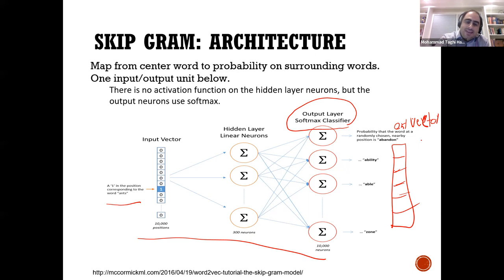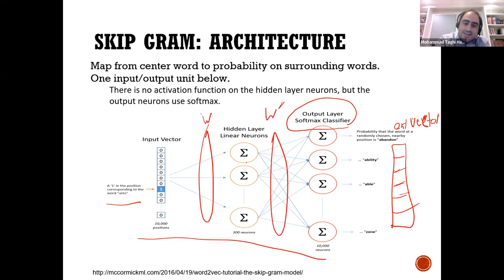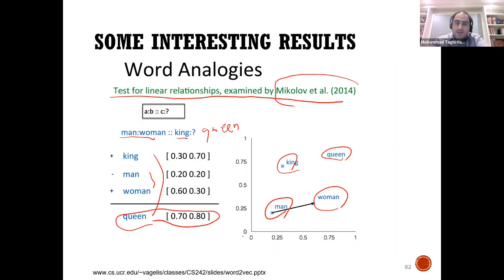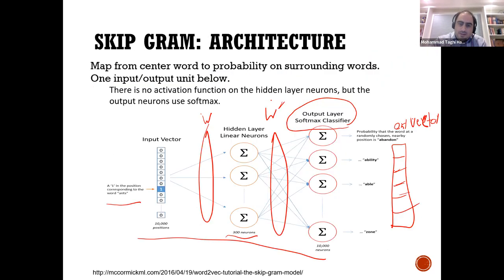How do I get the embeddings? These are again two matrices. This one is W, and this is W prime. Again, this is the hidden layer. The original paper used 300 neurons, which means the dimension of the vectors that you will get is 300. In that paper they used 300, but different applications might use different sizes. So you get W and W prime, two matrices. You can use any of them: W prime, the average of them, or both of them.